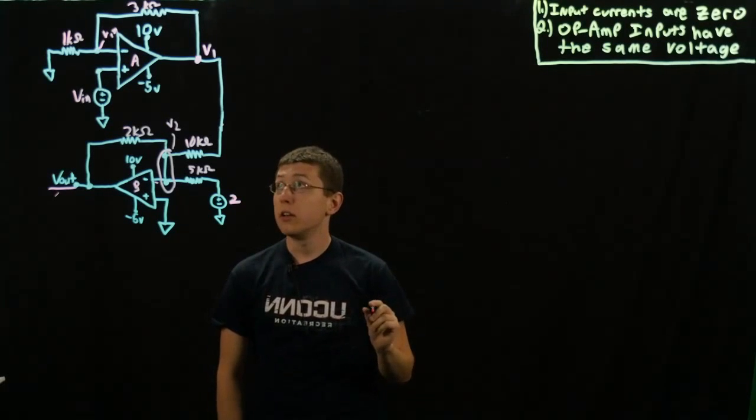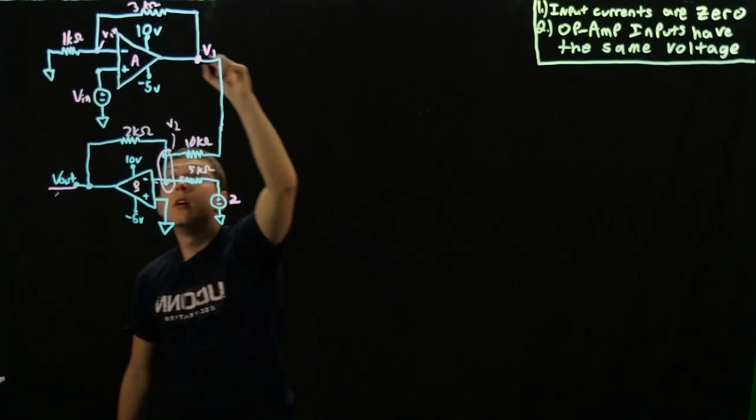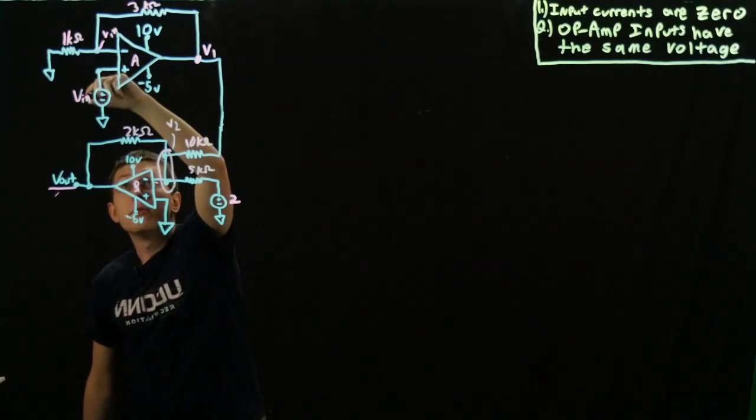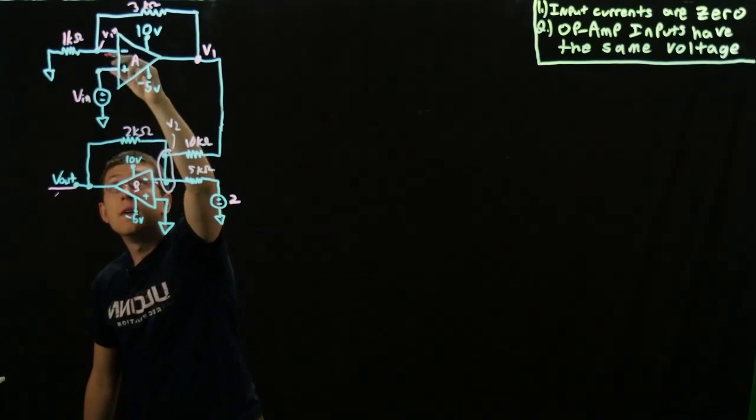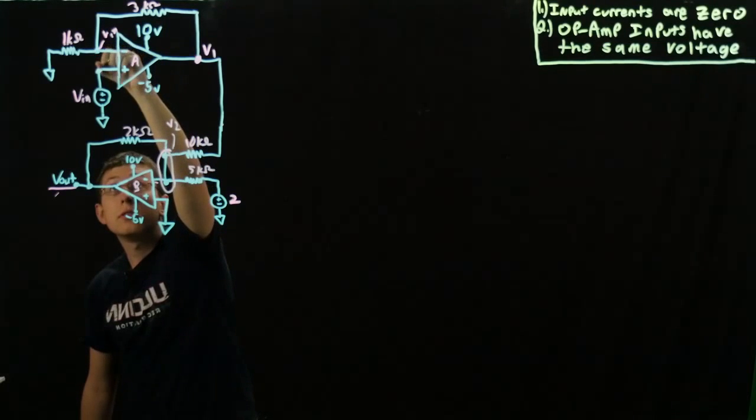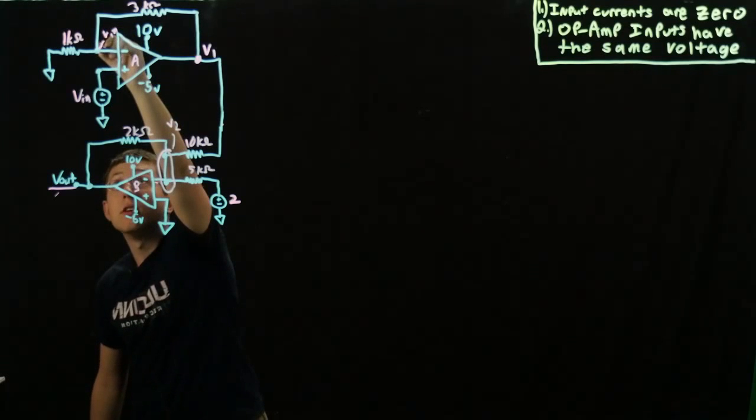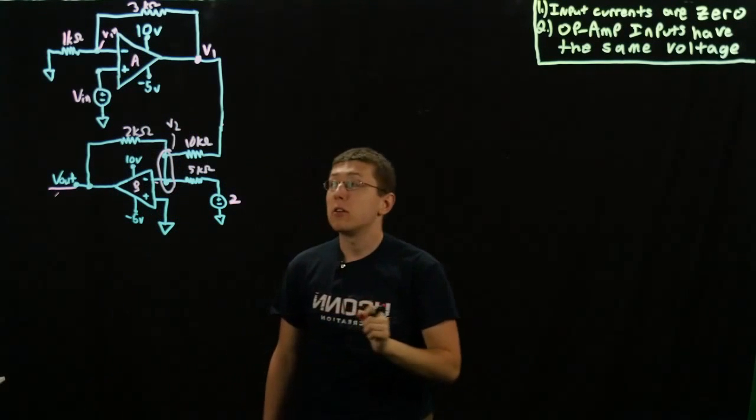So let's get started at the beginning. Right here, as I wrote, this is our input voltage. Because our input voltage is just connected straight to the positive input, this is also Vn. So that makes our life easier.